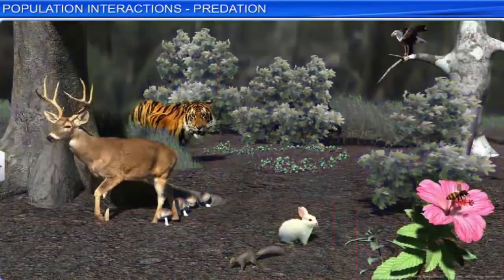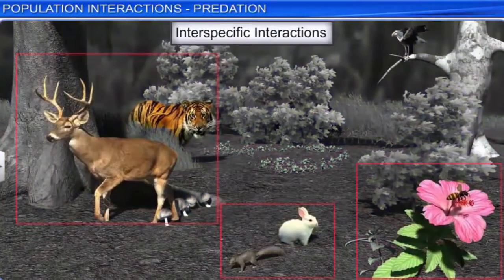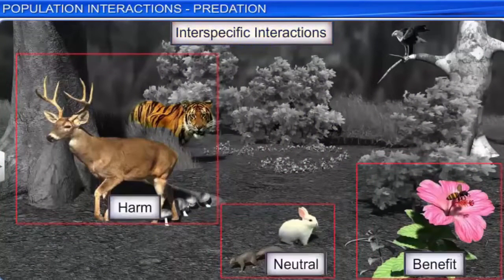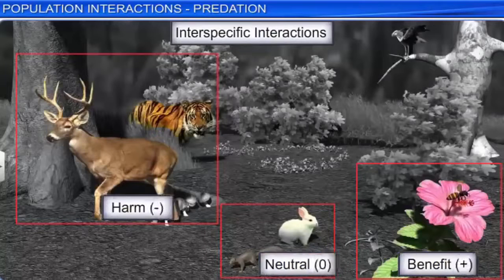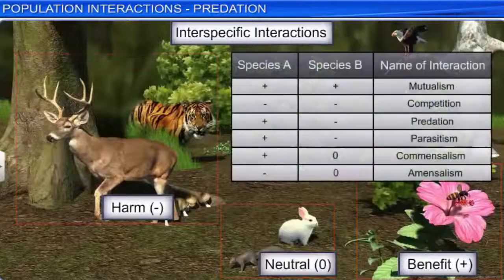When populations of two different species interact, it leads to interspecific interactions. Such interactions may benefit, harm, or have a neutral effect on one or both species. Using a plus sign for beneficial interaction, a minus sign for detrimental or harmful interaction, and a 0 for neutral interaction, the possible outcomes of interspecific interactions are shown in the table.